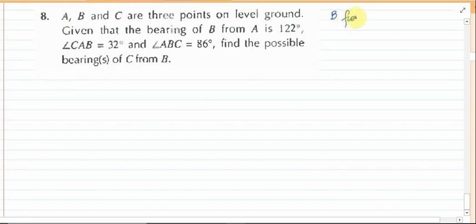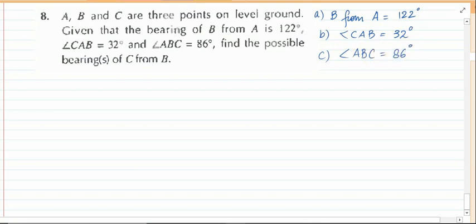the bearing of B from A is 122 degrees, right? Let's say it's condition A. Condition B, angle CAB is 32 degrees. Third one, angle ABC is equal to 86 degrees, right? Now you need to plot the figure.